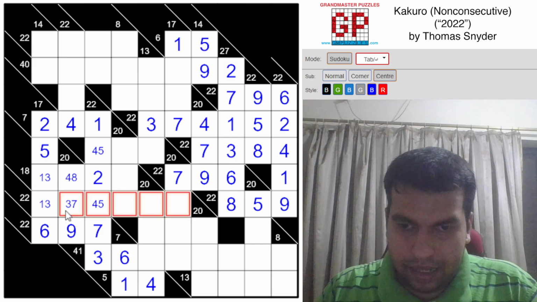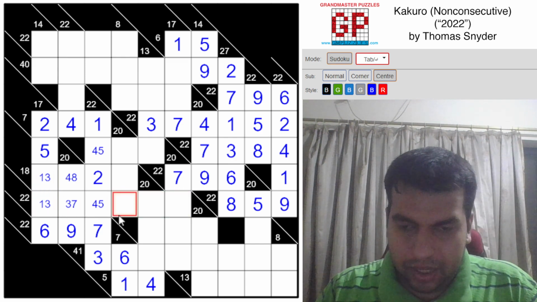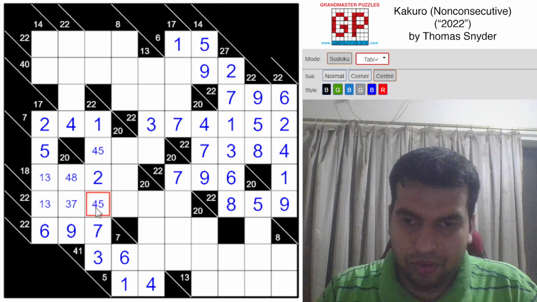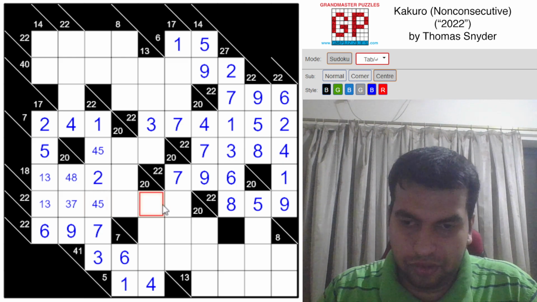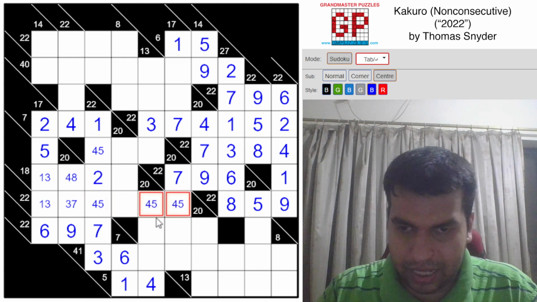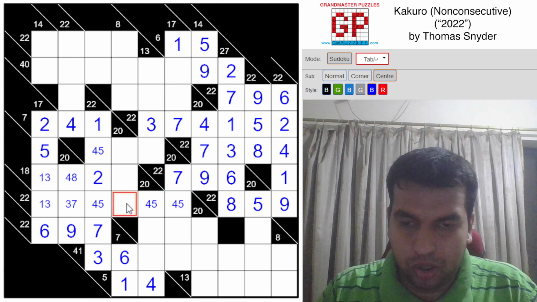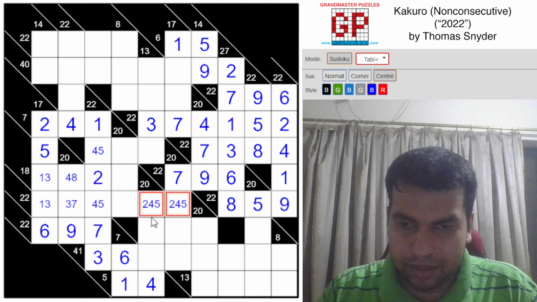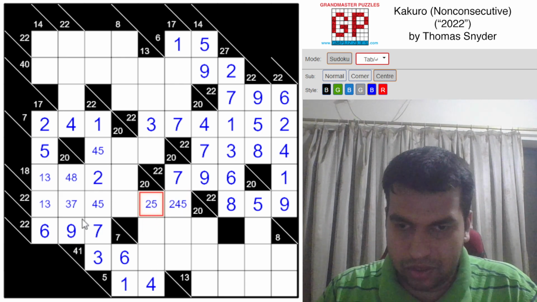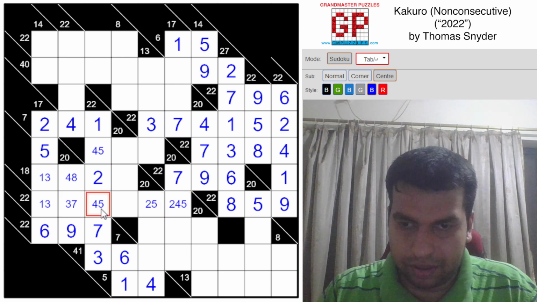Now in this area, because this is a 4 or 5, again what we can do is the 4 and 5, the other 4 or 5 would have to be in these two cells. Also, there can never be a 2 in this because it's too small for the 20. So the 2 would also have to come in these two cells, and 4 cannot be here. So you have a 2 4 5 triplet over here.